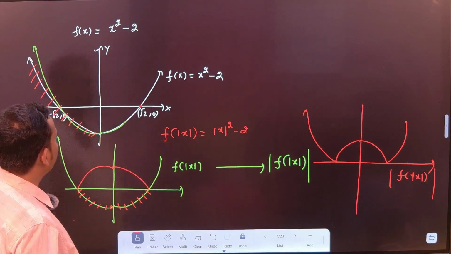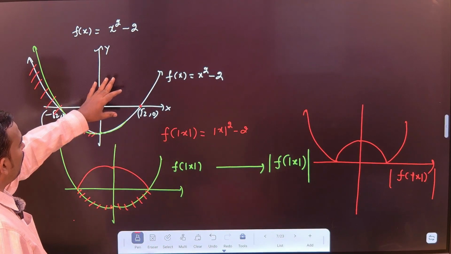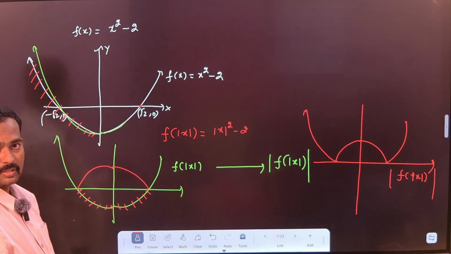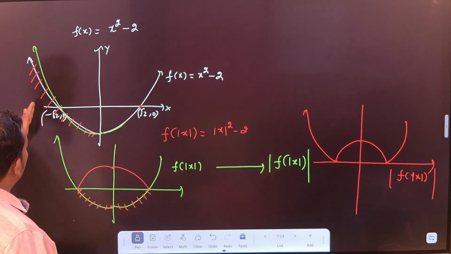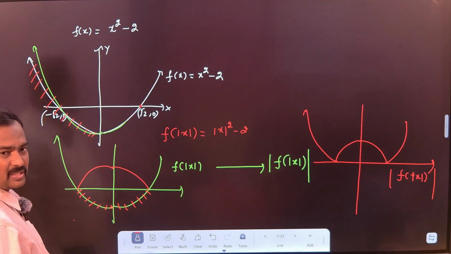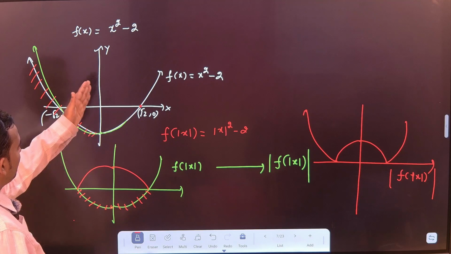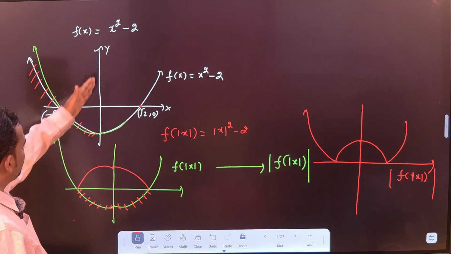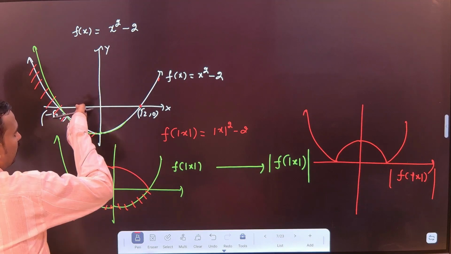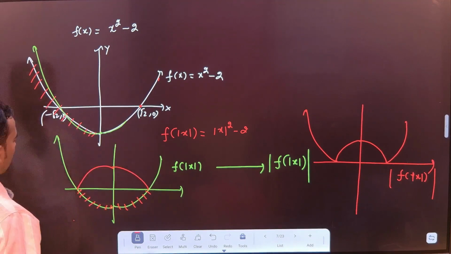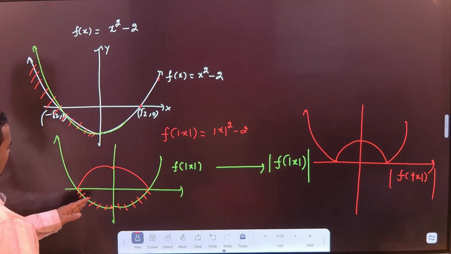Once again I will explain to you. The original graph is x square minus 2. So we need to draw the f of mod x graph. That means you replace x by mod x. So whatever the left side portion is, remove it, and take the image of the right side portion with respect to the y axis. The right side is there, take the y axis as the mirror and take the image of that. Clear? Then this is your graph.